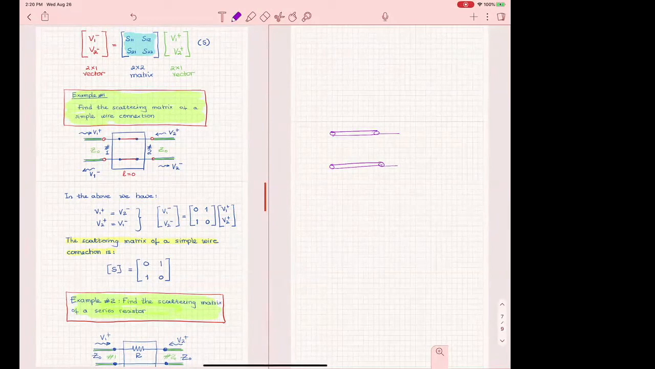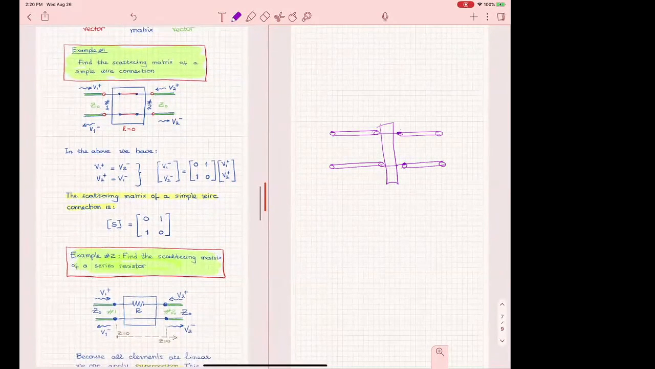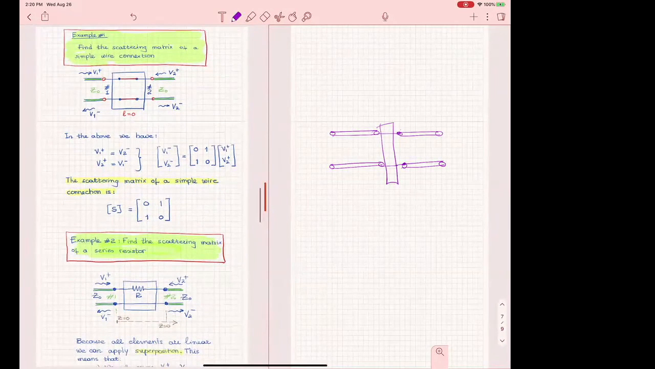Which are connected just by simple wire. And I call this simple wire here a network. And for this, I use the regular properties to find the scattering matrix. And you can see that the scattering matrix for this simple wire connection that I call the 2-port network is nothing else but a matrix that looks like this.